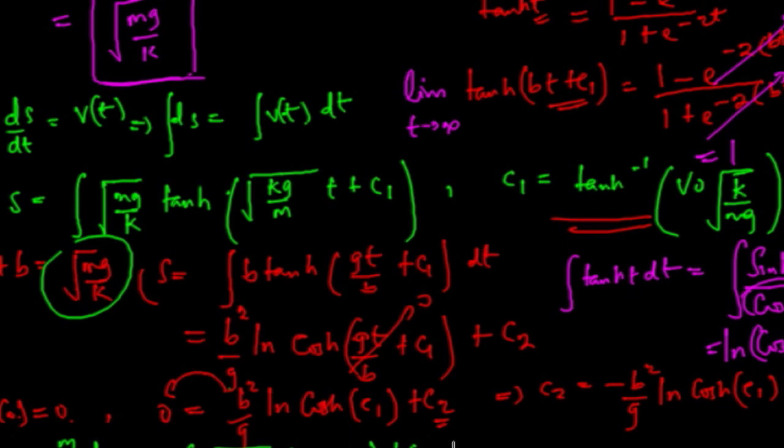So this covers it, where c1 equals what we have here, that is the arctangent of v naught root k over mg, and our c2 equals minus m all over k, the ln of the cosine of c1. And that completes the problem actually.